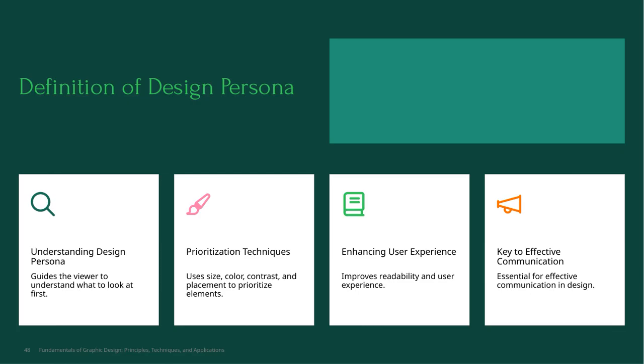One of the main tools we use for this is prioritization techniques. These involve leveraging size, color, contrast, and placement to make certain elements stand out more than others. By doing this, we naturally guide the viewer through the design in a way that makes sense and feels intuitive.